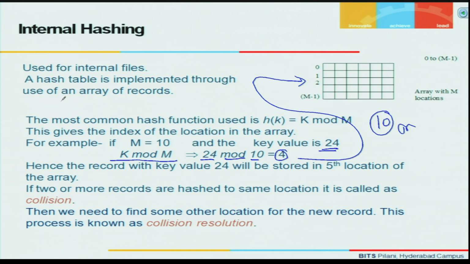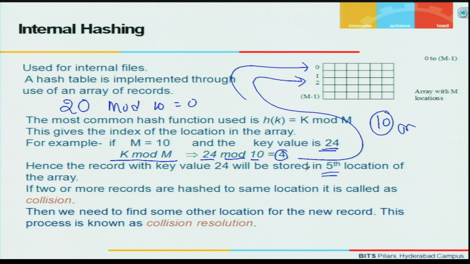And if there is a record with key value 20, where should it go? 20 mod 10 is equal to 0, so it should go into the 0th location, and so on and so forth. Hence the record with key value 24 is stored in the 5th location. Location 4, meaning index 4, since it starts at 0, is the 5th location of the array.